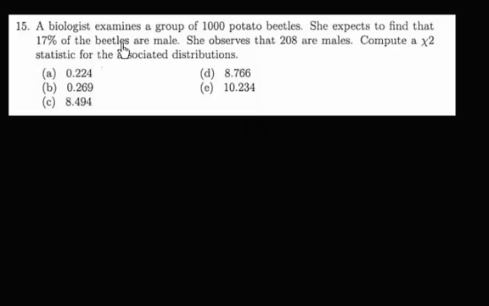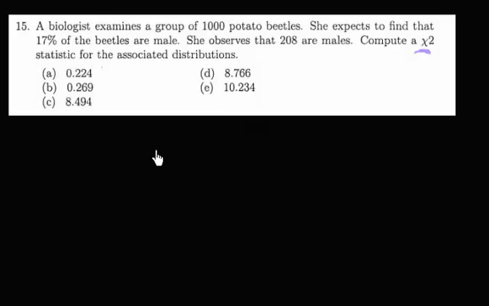A biologist examines a group of 1,000 potato beetles. She expects to find that 17% of them are male. She observes that 208 are males. Compute a chi-squared statistic for the associated distributions.